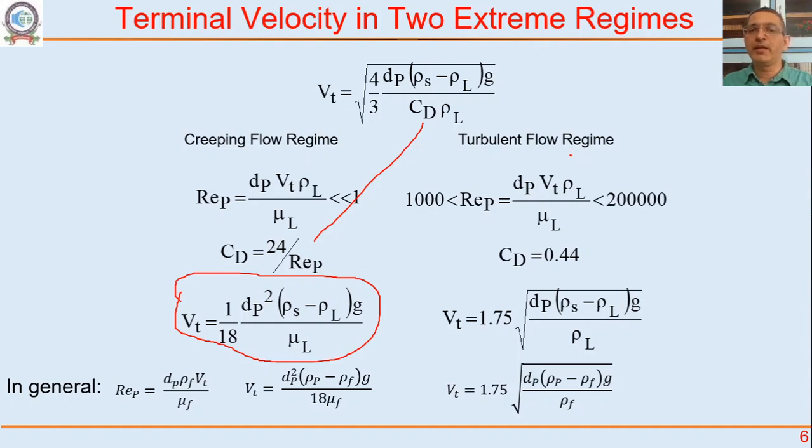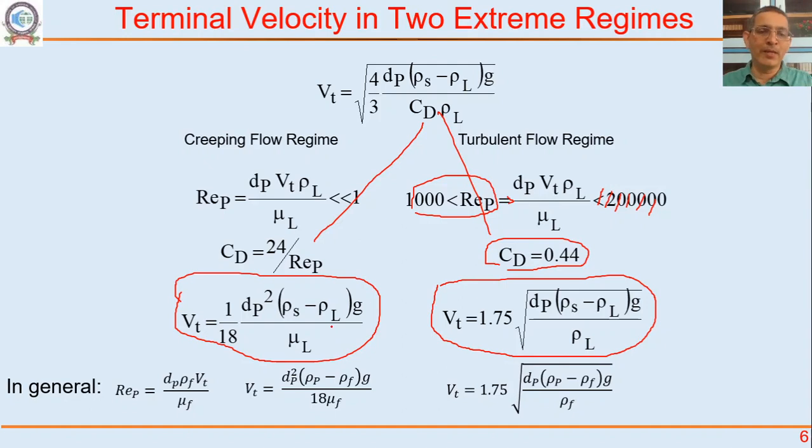If you look at the turbulent regime, meaning Reynolds number greater than 1000, this implies dp Vt rho by mu is greater than 1000. Okay. Then CD is 0.44. I can put that here and get an expression for Vt. Do that, simplify it for yourself and get it for yourself.